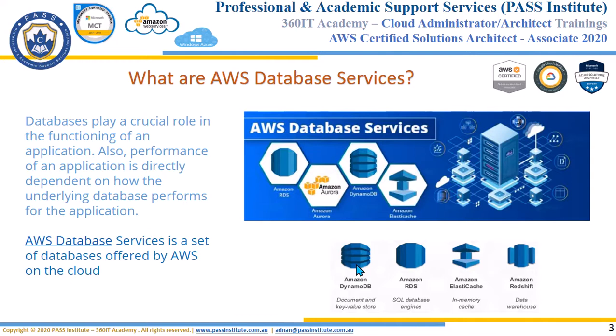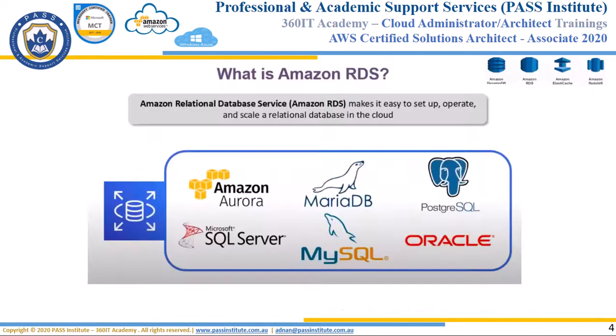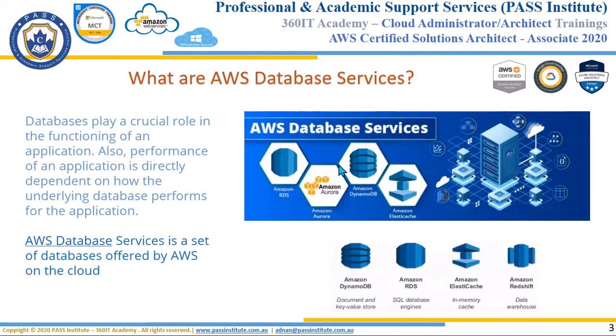So mainly there are four database services available. Number one, Amazon RDS, which is a relational database system. Second one, Amazon Aurora, and Amazon DynamoDB, and Amazon ElastiCache. So these are basically the main four services. First, the main difference you need to remember, these are all databases.